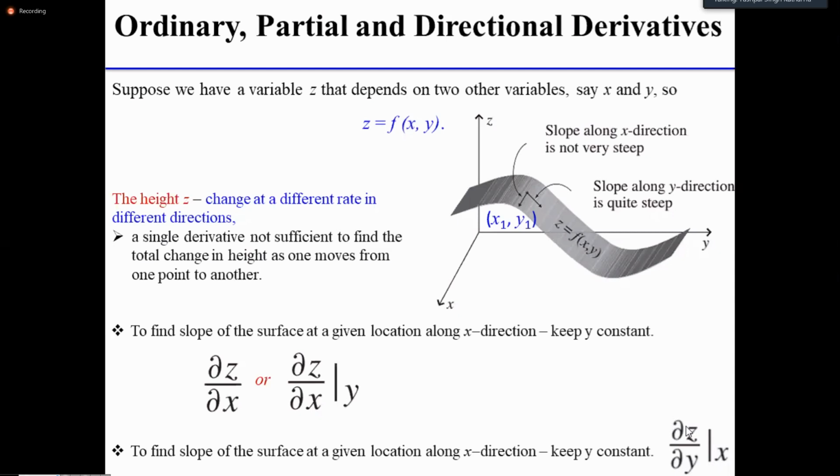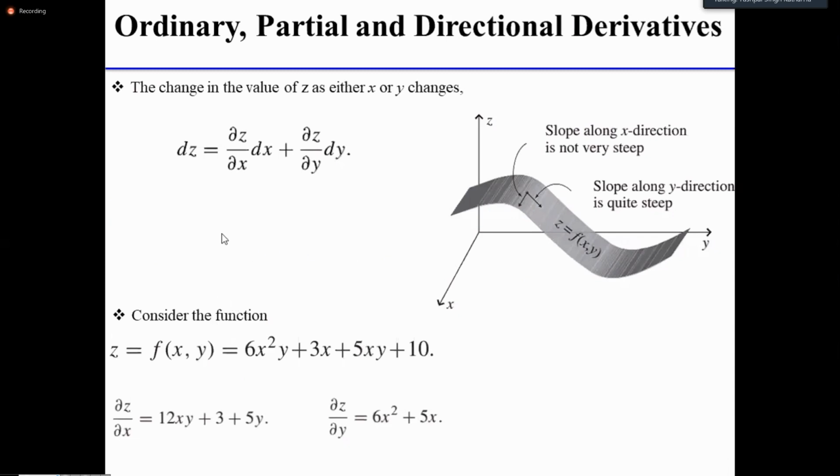Sometimes you do not write this x kept constant explicitly. We normally just write del z over del x. So del z over del x obviously means that all other variables, like y, are kept constant when we take the derivative.